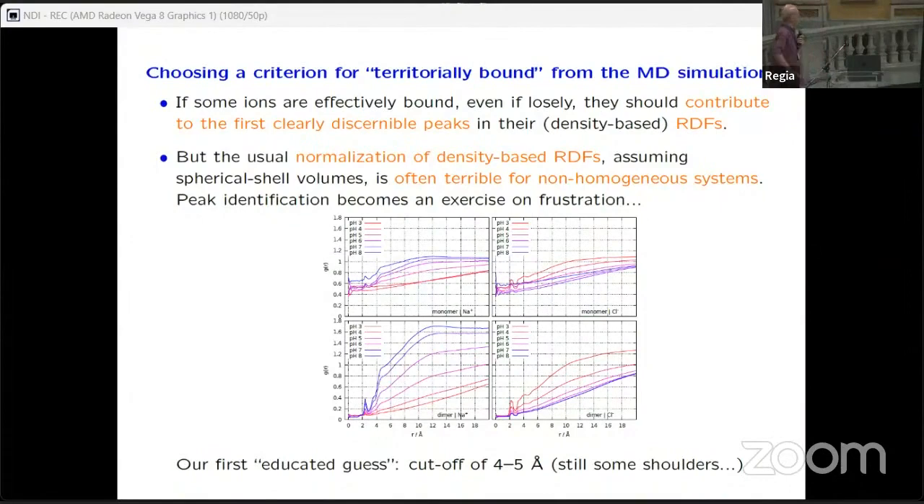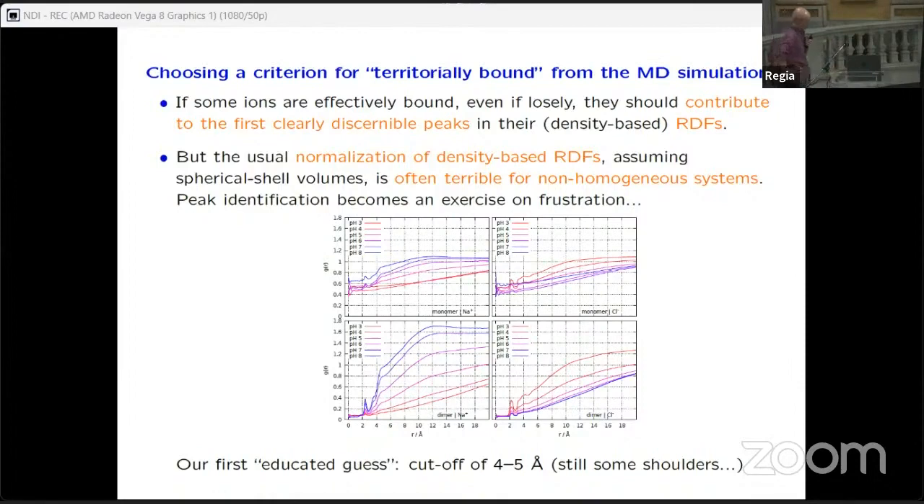What we thought about was, okay, if you can say that some ions are actually bound in some sense, even if they are loosely bound, they should probably contribute to the first sharp peaks of the radial distribution function, right? At least to the first one or two peaks, the ones that are sharper, because otherwise it's not convincing to say that they are loosely bound. So we thought about using the RDFs to decide that.